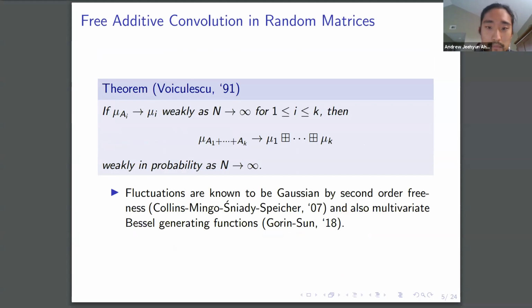And there is some fluctuations result as well. I'm not going to give any explicit results here, but basically you can show that the fluctuations from this limit shape are given by some Gaussian random variable, and this can be shown by second order freeness. This was shown by Collins, Mingo, Śniady, and Speicher back in 2007. And also there are some other integrable probability approaches using multivariate Bessel generating functions due to Gorin and Sun more recently.